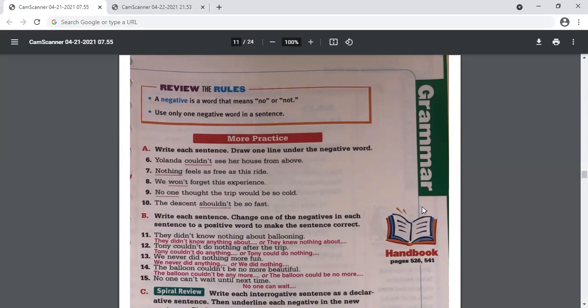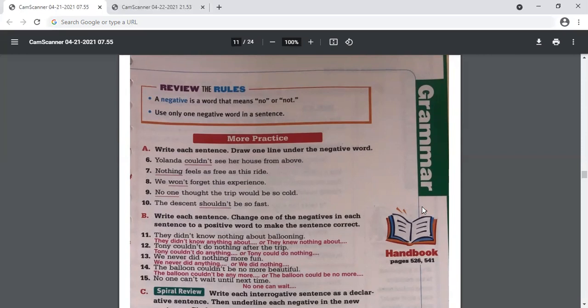How can we fix it? We can say they didn't know anything, so we can change nothing to anything. This is what is known as a positive word, so change from the negative word nothing to anything. They didn't know anything about ballooning, or we can just remove didn't, so we can say they knew nothing about ballooning. Number 12. Tony couldn't do nothing after the trip.